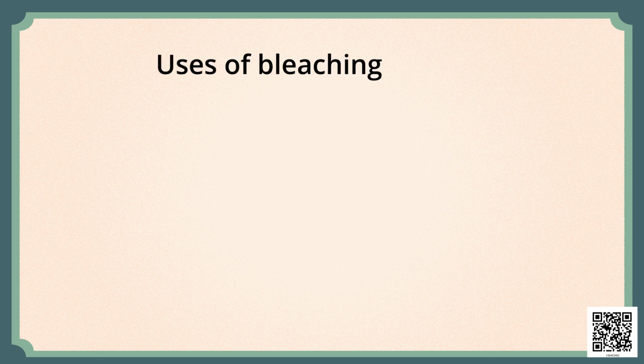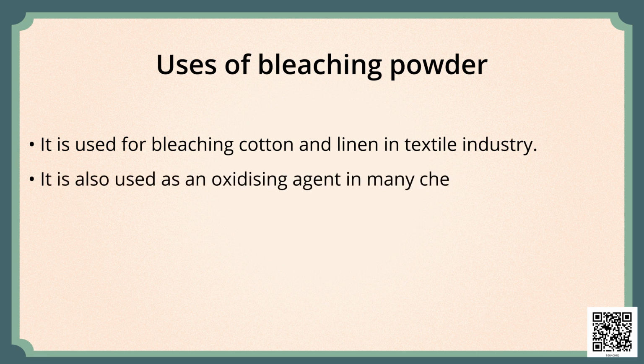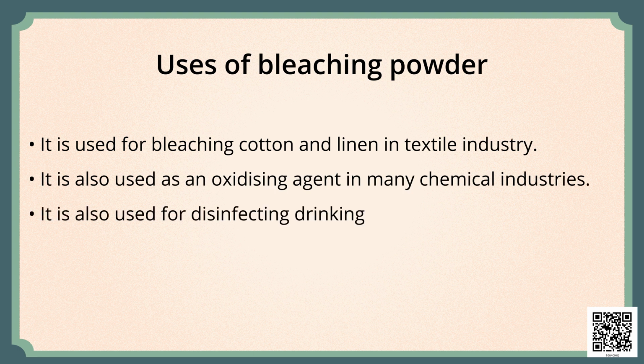Let us now discuss the uses of bleaching powder. It is used for bleaching cotton and linen in textile industry. It is also used as an oxidizing agent in many chemical industries. And lastly, it is also used for disinfecting drinking water to make it germ-free.